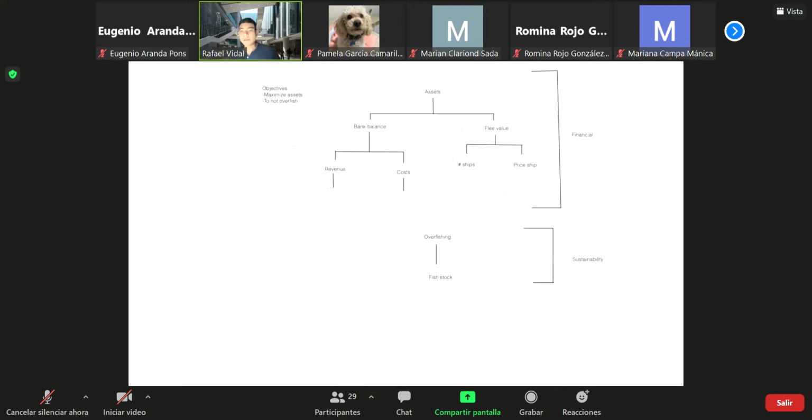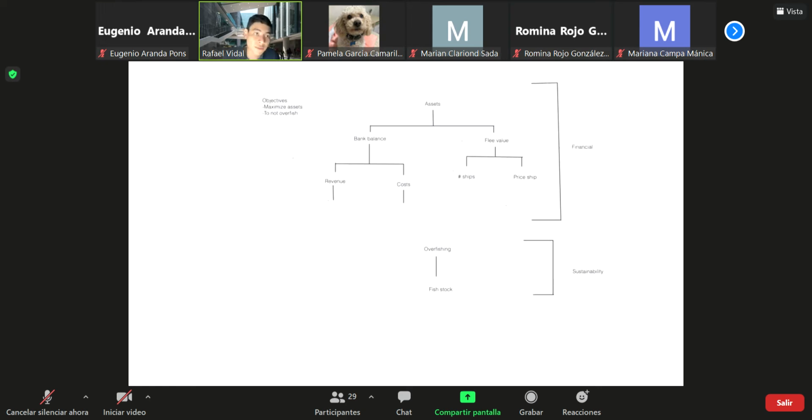So now I can build my balance scorecard, right? I have two objectives, maximizing my assets. I have two sub-objectives to increase bank balance and to increase fleet value. And in the second perspective, my objective is not to overfish, not to finish the fish. And I'll be monitoring with my balance scorecard this dimension and this dimension, okay?